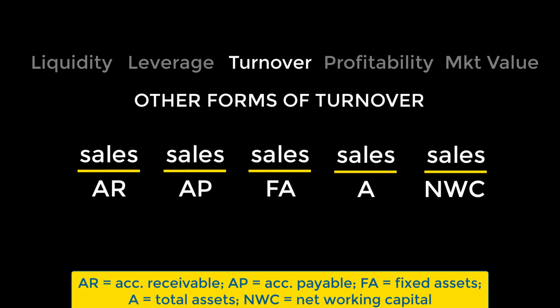Other turnover. By dividing sales by either accounts receivable, accounts payable, fixed assets, total assets, or net working capital, we can understand how many dollars in sales we were able to generate relative to any of them.